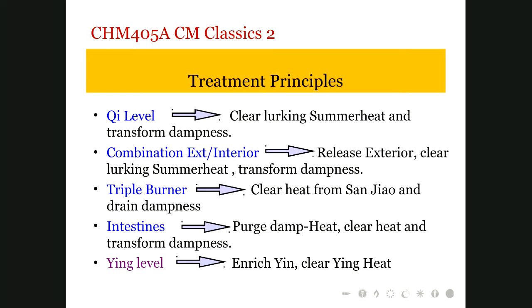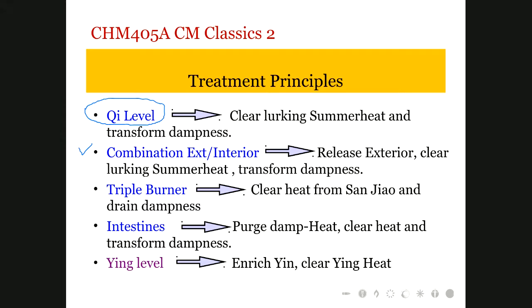So, the general treatment principle for lurking summer heat with dampness. If it involves the Qi level, you need to clear the lurking summer heat, transform the damp, and combine that with resolving the exterior condition. If you only see the Qi condition, which is not very common, unless there is a wind heat attack exteriorly and the wind heat exterior symptoms resolve very quickly by the time you visit your doctor, leaving only Qi level disorder, you can use this kind of principle. Most commonly, they show both Qi level and Wei level disorders, triggered by the wind cold attack. So release the exterior, clear lurking summer heat, and transform the damp.